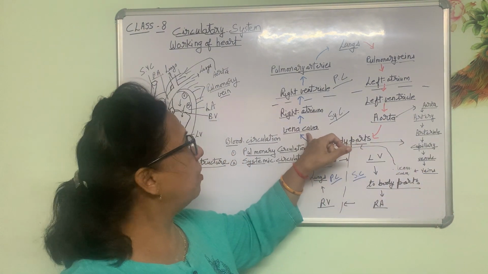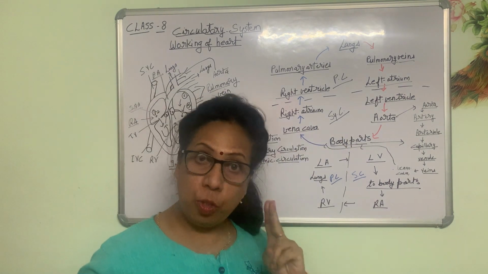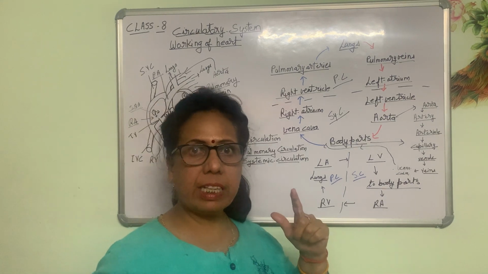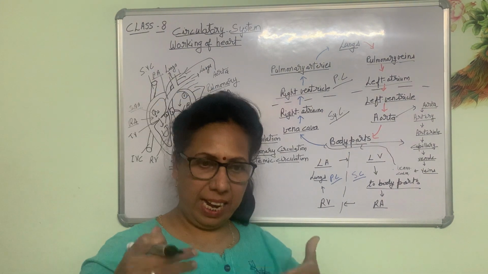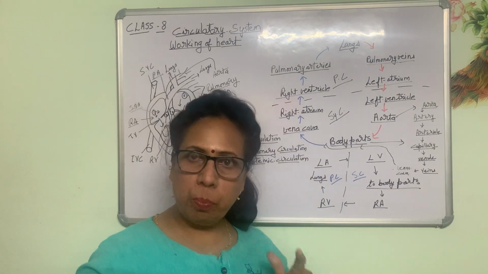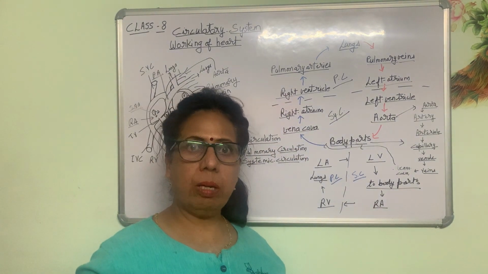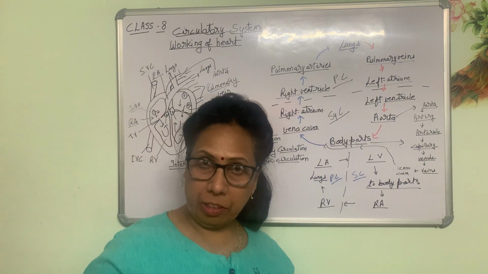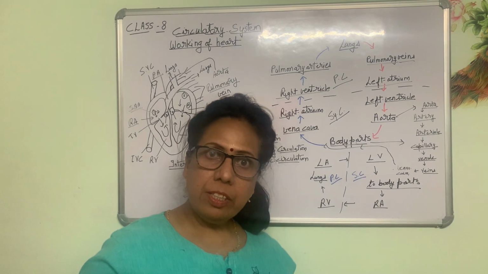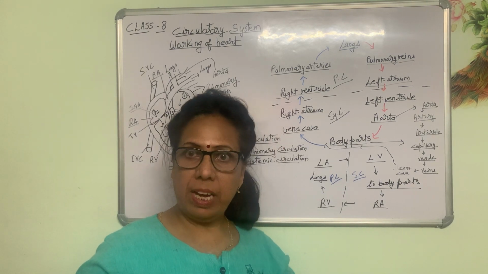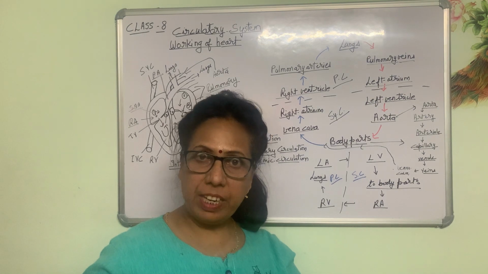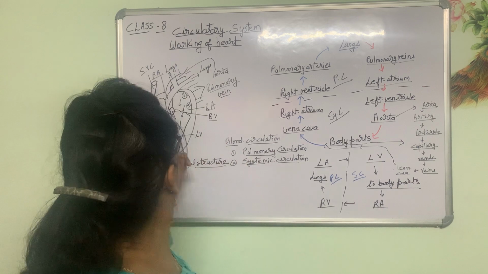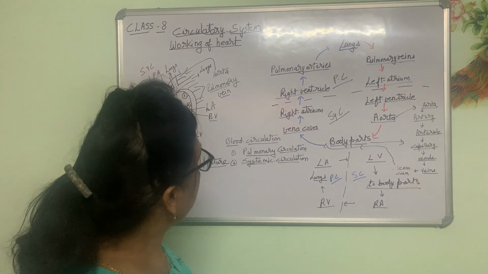From the veins, it passes to the vena cava: inferior vena cava and superior vena cava. The inferior vena cava collects the blood from the posterior, lower part of your body, that is below your heart. Above the heart, the superior vena cava collects the blood from the upper part. Both the vena cavae carry deoxygenated blood and pour it into the right auricle.